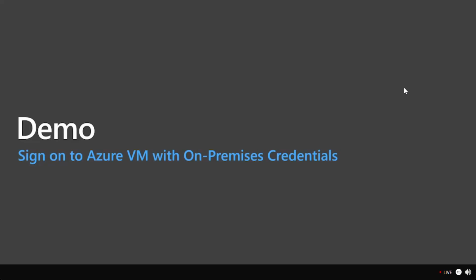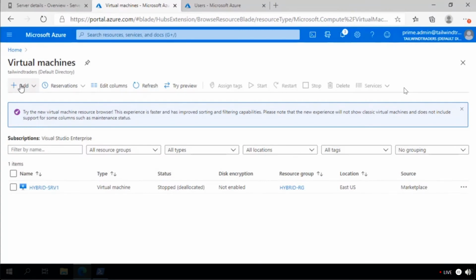It's demo time again. So let's say that Tailwind Traders have a Windows Server virtual machine sitting inside Azure, and they'd like to be able to sign onto that Azure VM using credentials that are inside their on-prem Active Directory. This demo is going to step through the process of creating a virtual machine and enabling it to be logged into using credentials from Azure Active Directory. Now, this is different to using Azure Active Directory Domain Services, where we would actually domain join that Windows server to a domain. So this doesn't do that, but it still lets you log in with an Azure AD account.